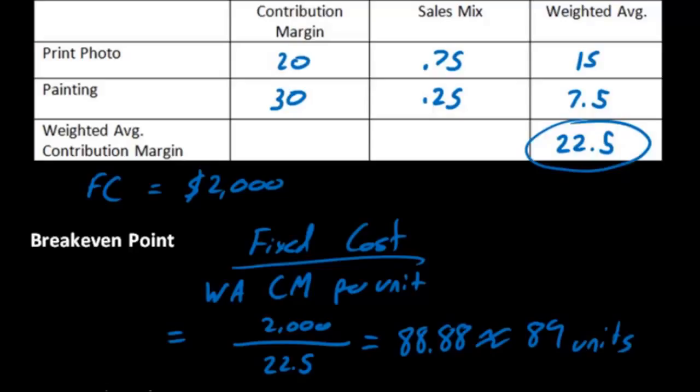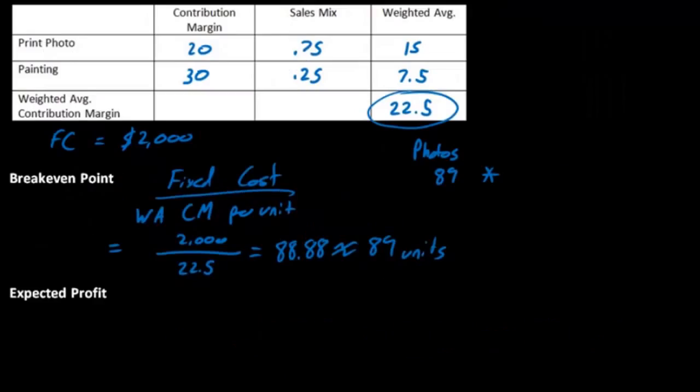And you are probably asking yourself, that doesn't tell us how many photographs we need to sell versus how many paintings we need to sell, and to calculate that we just need to go back to our sales mix. We want to figure out how many photos we need to sell. Just take the 89 units and multiply by our sales, and we know that photos make 75% of our sales mix, so 89 times 0.75, and that gives you 67 units. So we need 67 photos.